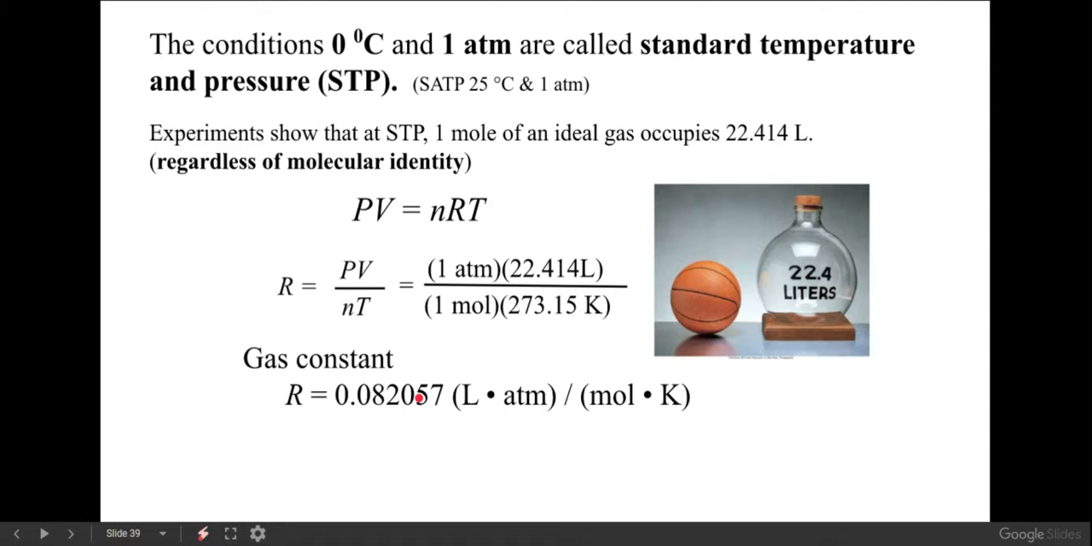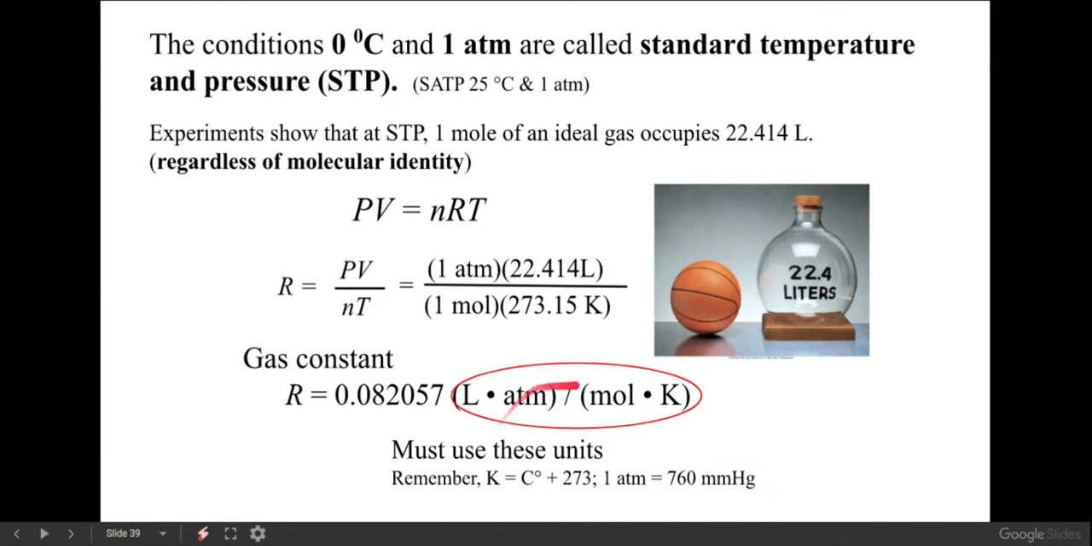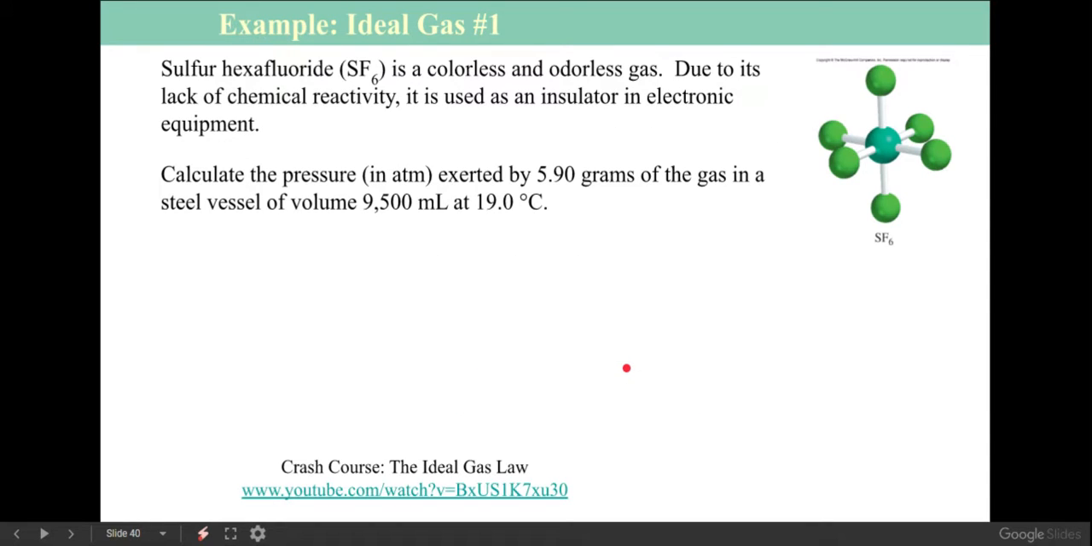And the units look kind of scary, liter atmospheres per mole Kelvin, but they're actually pretty friendly. And what's more, they're going to tell you what units you need. So on the quiz and test, you'll be given this constant, and when you see these 4 units, it tells you you have to convert everything to those specific units. Let's go ahead and try.